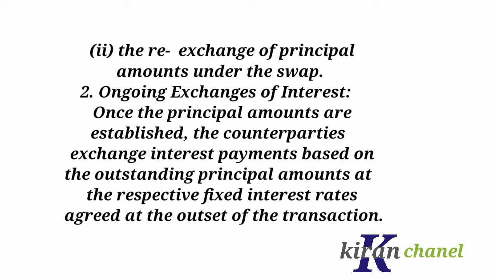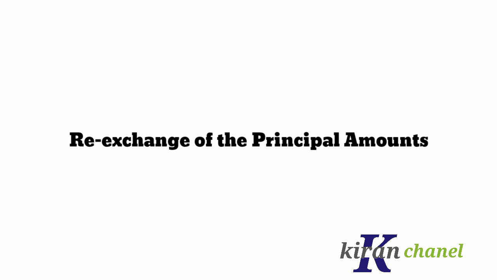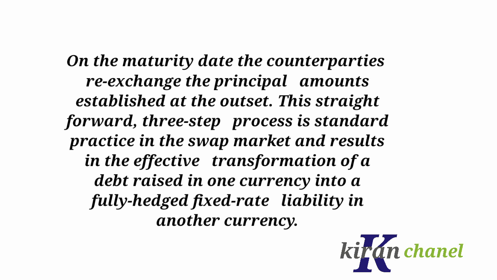Number 2. Ongoing exchange of interest. Once the principal amounts are established, the counterparties exchange interest payments based on the outstanding principal amount at the respective fixed interest rates agreed at the outset of the transaction. Number 3. Re-exchange of the principal amounts on the maturity date. The counterparties re-exchange the principal amount established at the outset. This straightforward three-step process is standard practice in the swap market and results in the effective transformation of a debt raised in one currency into a fully hedged fixed-rate liability in another currency.